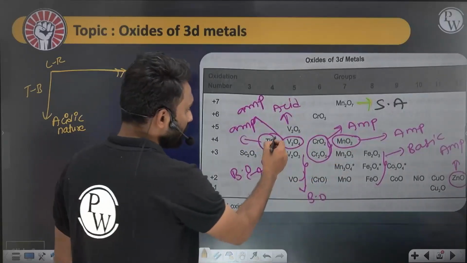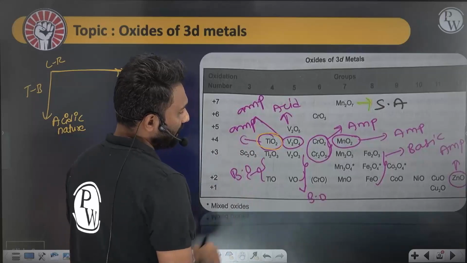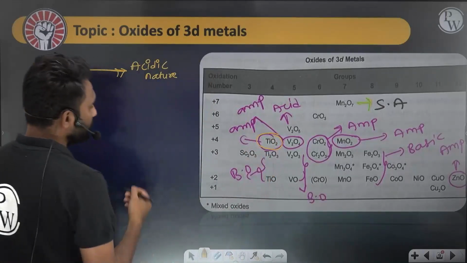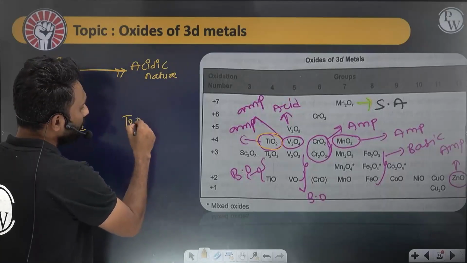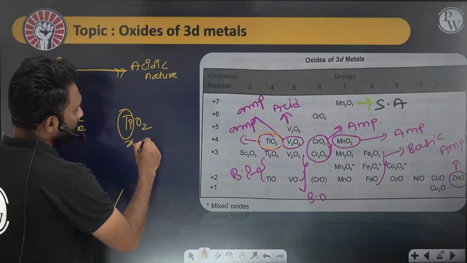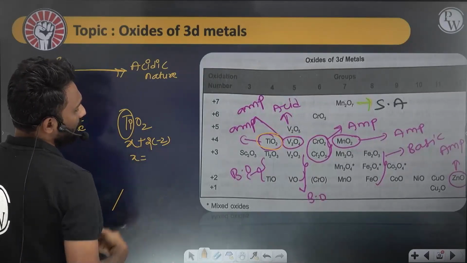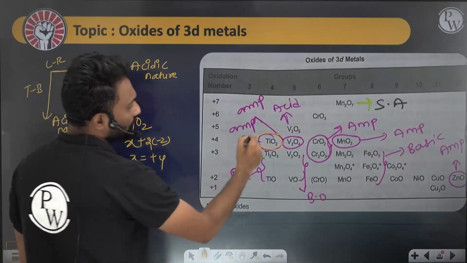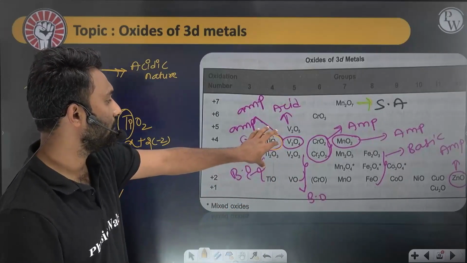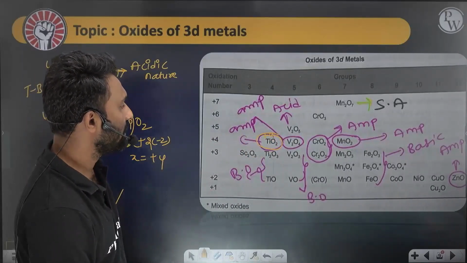Look here, this titanium dioxide is amphoteric. Why? What is the oxidation state of titanium in titanium dioxide? Let the central atom be x. Then x plus 2 into the oxidation number of oxygen, which is -2, equals 0. Then x is equal to +4. So titanium oxidation state is +4, but it is behaving as an amphoteric oxide.